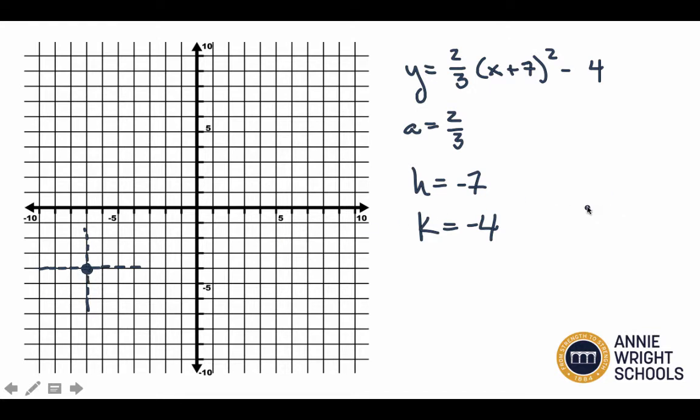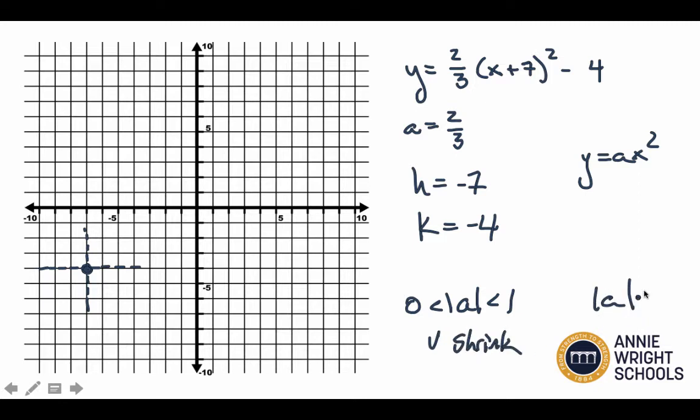Treating this h, k like 0, 0 means all I have to graph from that point is y equals ax squared. I've taken care of what the h and k will do in terms of transformation if I move to this point and graph from there. So now I know what 2/3 is going to do. It's going to vertically shrink the graph. If the absolute value of a is less than 1 but bigger than 0, you're going to get a vertical shrink. And if the absolute value of a is bigger than 1, you're going to get a vertical stretch.